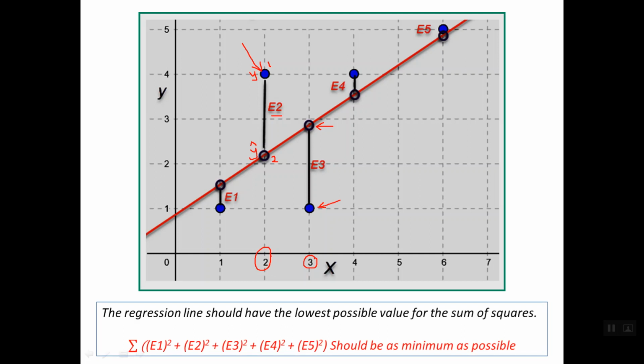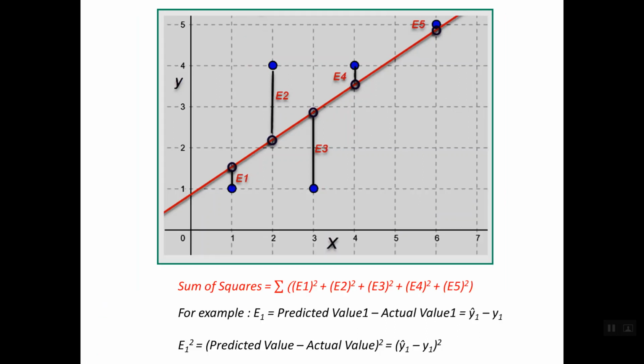So the regression line should have the lowest possible value of the sum of squares. And the sum of the squares of the error is simply E1 squared plus E2 squared plus E3 squared plus E4 squared plus E5 squared. And this sum should be as minimum as possible. So this is the formula to compute the sum of squares for the error.